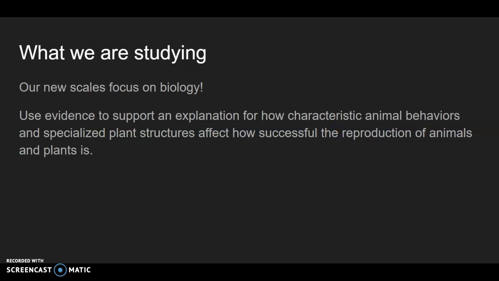So to get us started, our new scales are focused on biology, and we're going to use one of our targets to get us going, and that's that you're using evidence to support an explanation for how characteristic animal behaviors and specialized plant structures affect how successful the reproduction of animals and plants is. Okay, and I'm going to let you know, when it comes to animals, humans are not going to be our main focus. We're going to look at other critters that are not humans. Remember that whole "it's not May" conversation? That's where that comes in.